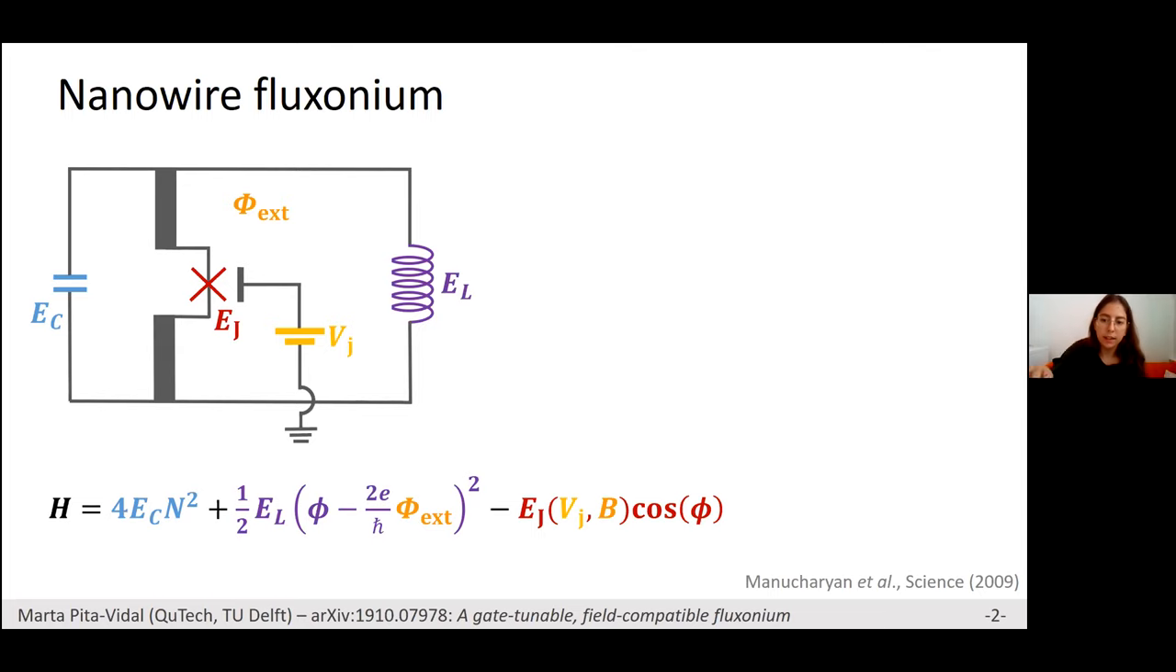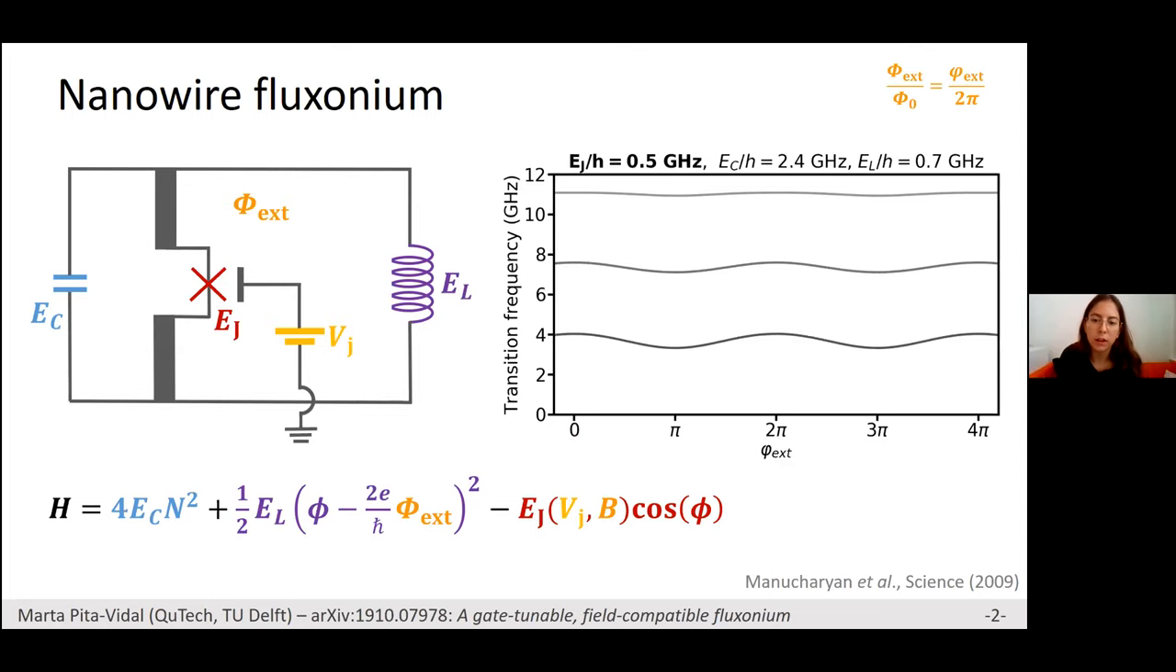If we diagonalize this Hamiltonian, we can calculate the nanowire fluxonium spectrum for different values of EJ, indicated here in the title. And here I'm showing the spectrum as a function of the external flux. As we will now see, this spectrum has a strong dependence on EJ. It is a slightly anharmonic LC oscillator for low values of EJ, as shown here.